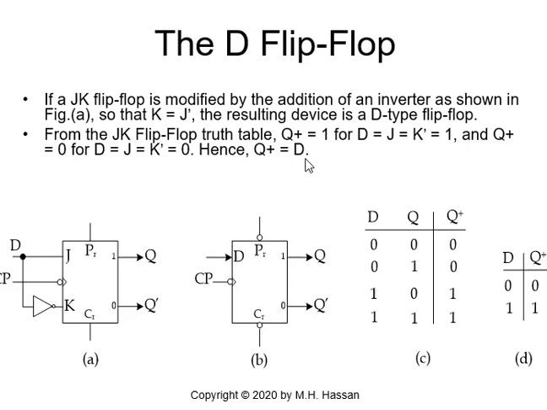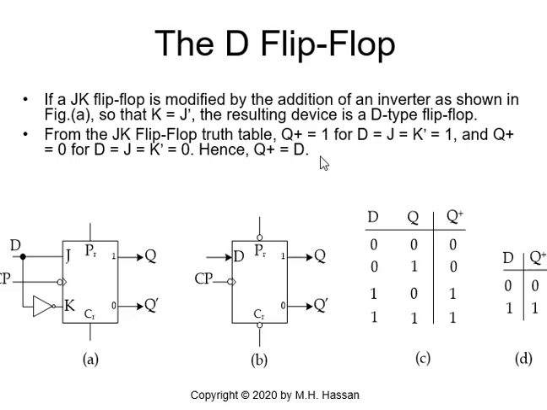So based on the characteristic equation of the JK flip-flop, Q plus is equal to J Q prime plus K prime Q. If I replace J with D and K with D prime, you will get Q plus equals D Q prime plus D Q. Take D out as a factor, so Q plus equals D times (Q prime plus Q), which equals 1, which is equal to D.